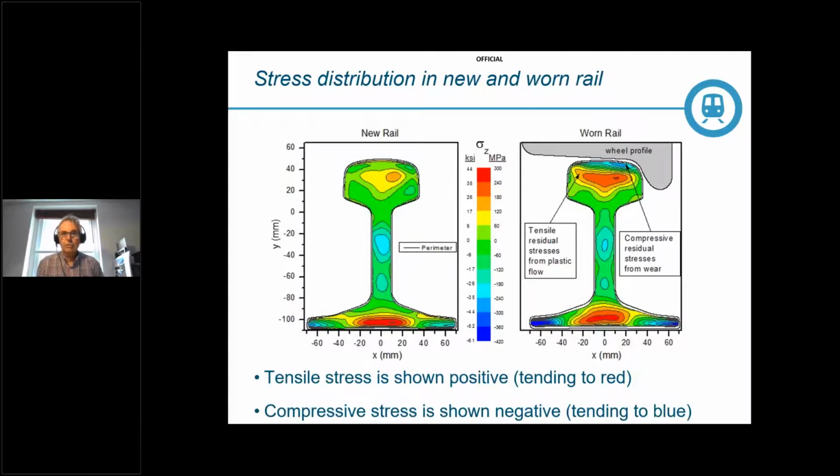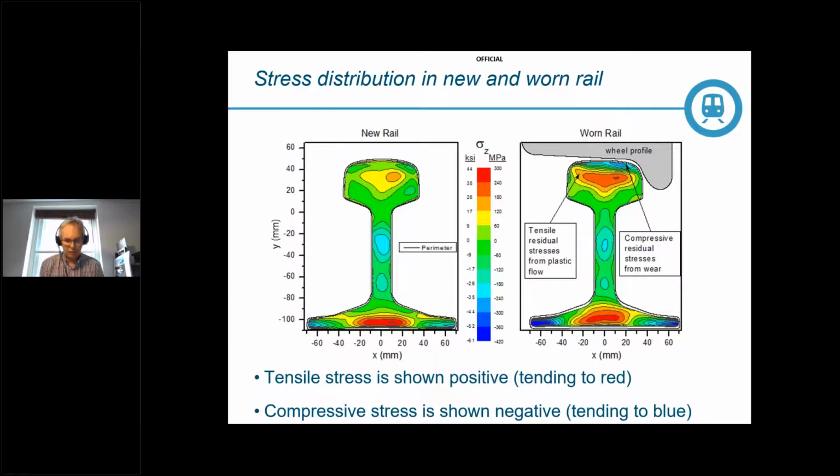So this rather colourful diagram shows the stress distribution in new and worn rails. This is a result of the way the rail is rolled, the way the rail is cooled, and the way the rail is then straightened after the process. The tensile stresses are the ones tending to red, and the compressive stresses, the negative ones, are tending to blue. And the more intense the colour, the larger the stresses. So tensile stresses encourage crack growth, whilst compressive stress tends to inhibit crack growth.